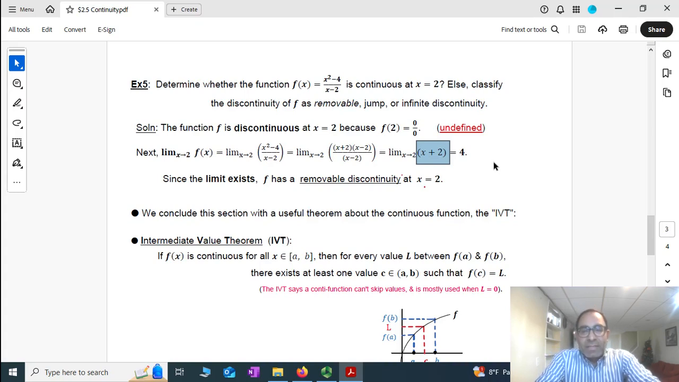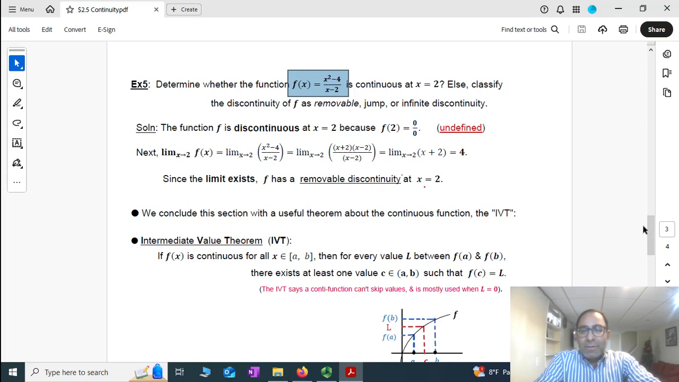So the limit exists. That means the given function f(x) equals x squared minus 4 over x minus 2 has a removable discontinuity at x equals 2. I hope this makes sense.